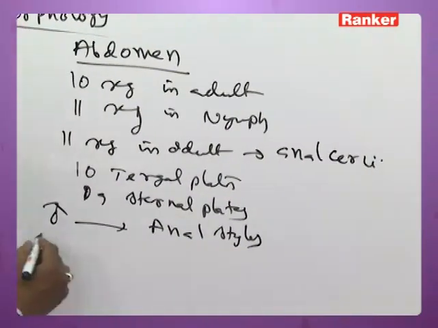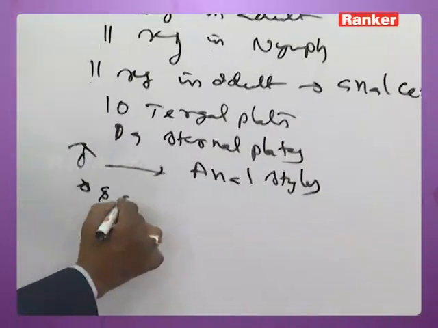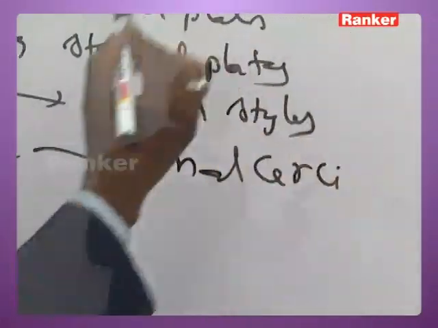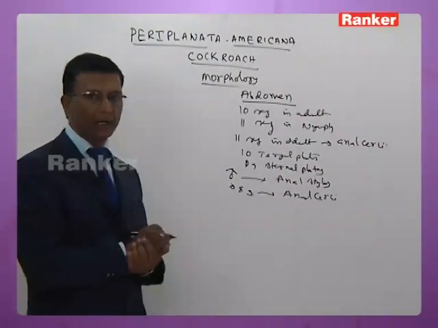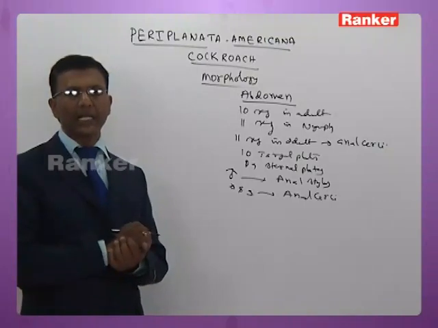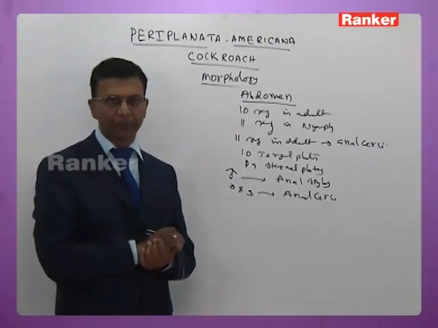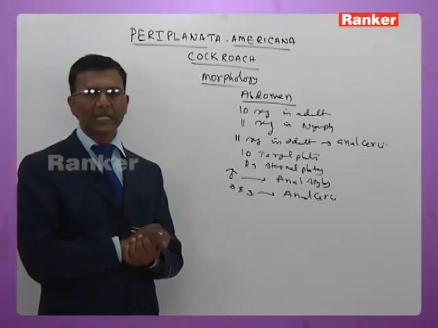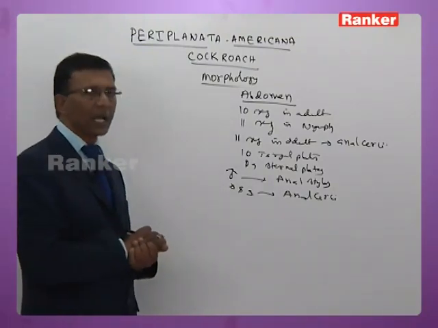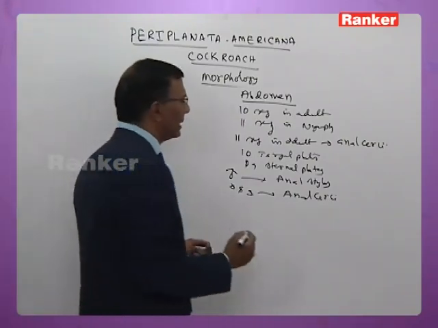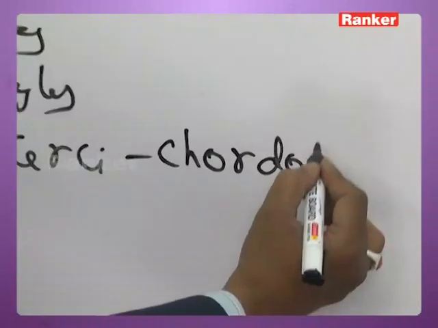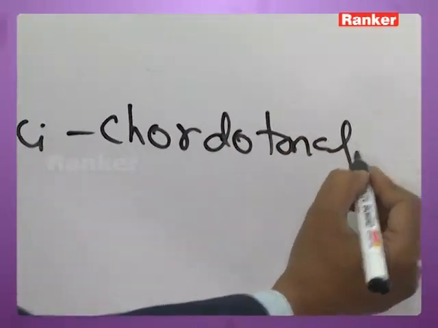Both male and female have a pair of anal cerci on 10th tergal plate. Each anal cercus is 15 segmented, and it bears auditory sensillae called cardotonal sensillae.